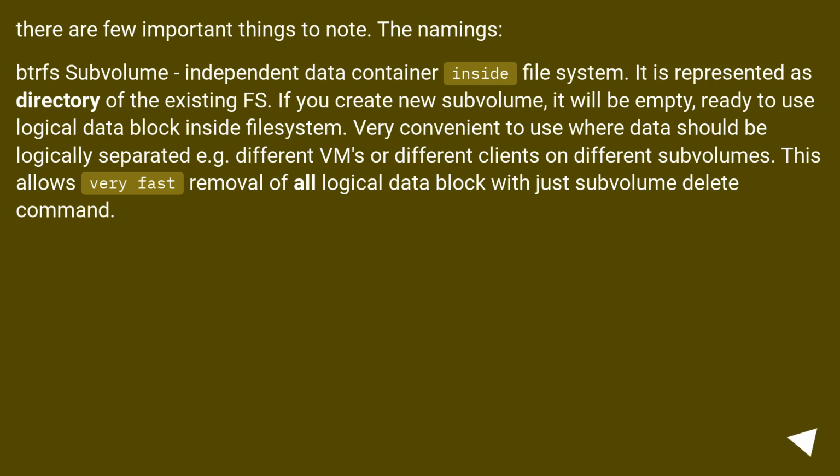There are few important things to note. The namings. BTRFS subvolume, independent data container inside file system. It is represented as a directory of the existing FS. If you create a new subvolume, it will be empty, a ready to use logical data block inside the file system. Very convenient to use where data should be logically separated, for example different VMs or different clients on different subvolumes. This allows very fast removal of all logical data block with just a subvolume delete command.